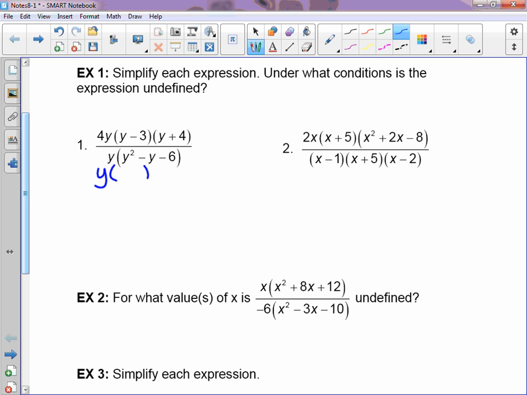So can that thing be factored? I'm rewriting it, so if it helps you, just rewrite the whole problem. There are going to be lots of ways to do this, and there's not always one exact way to go about these problems. But you do start by looking at the denominator.